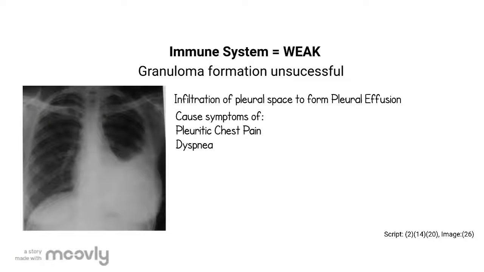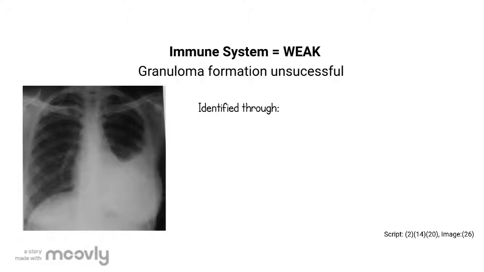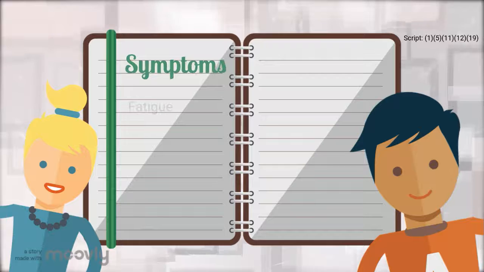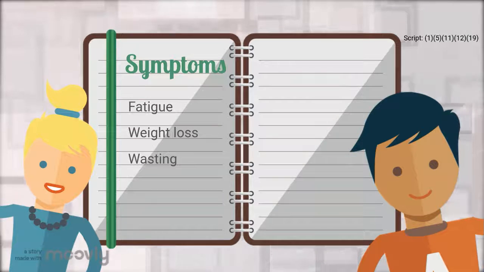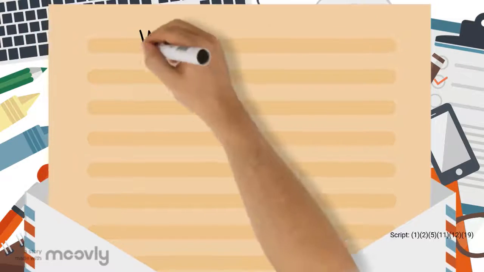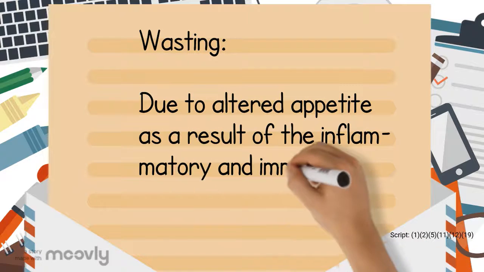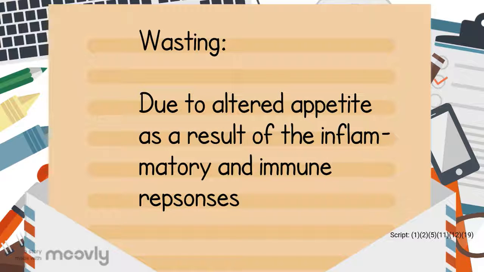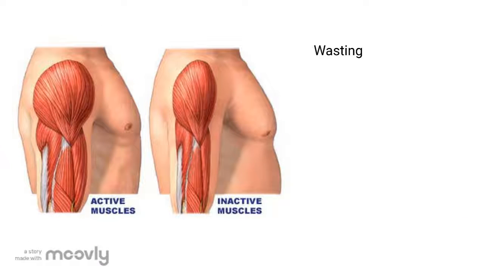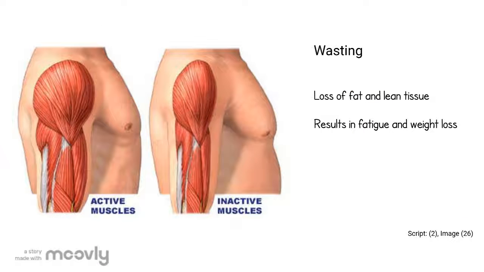If the lesion remains unresolved, it can cause symptoms of pleuritic chest pain and dyspnea due to poor gas exchange in the area, identifiable through dullness in percussion and lack of breath sounds. Other signs and symptoms of an active infection include fatigue, weight loss, and wasting. Wasting is a classic symptom of tuberculosis and is due to lack of appetite and altered metabolism associated with the inflammatory and immune responses that the body employs in an attempt to control the infection. It involves the loss of both fat and lean tissue, which consequently results in fatigue and weight loss.